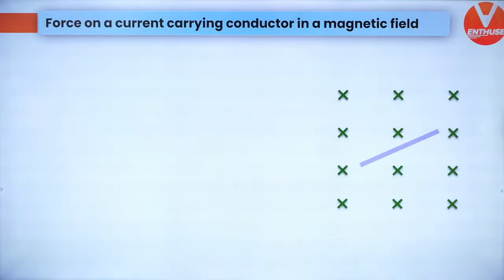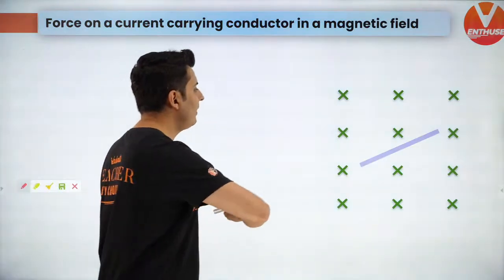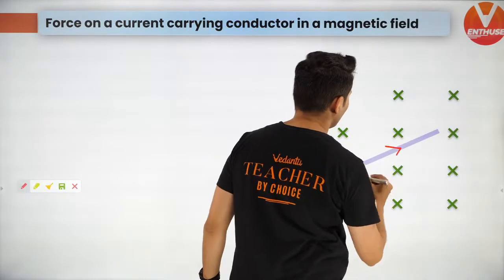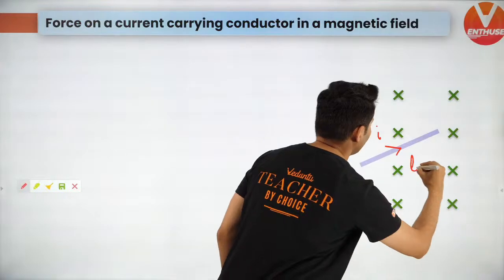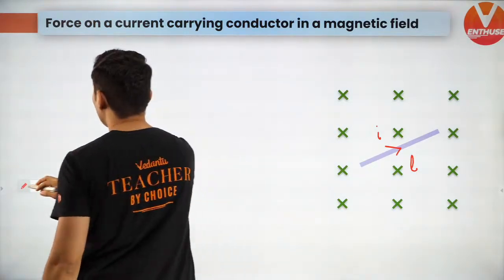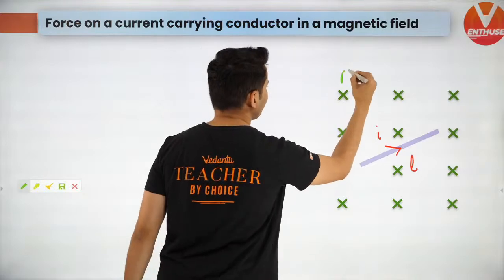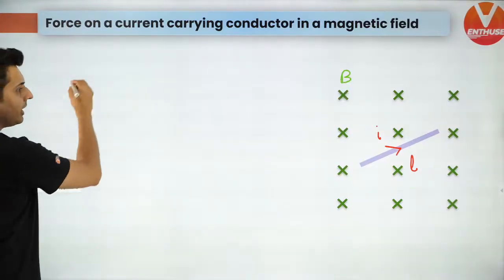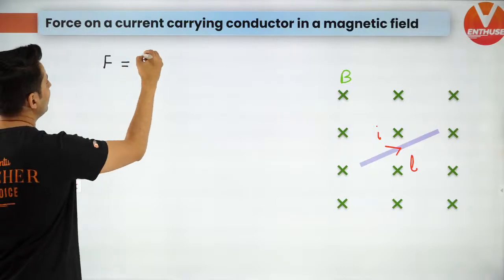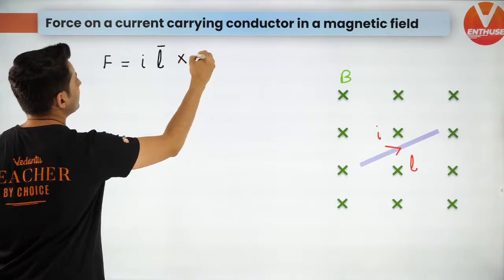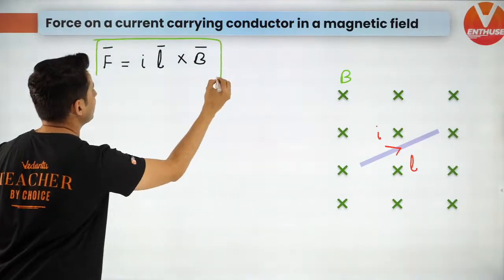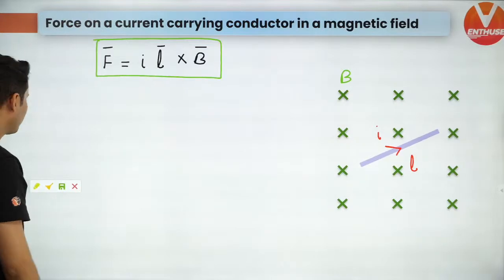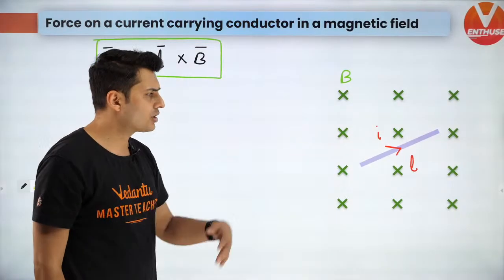I'm going to give you some amazing theorems as well out here which will help you solve the problems. If you have a wire whose current flowing inside it is I, and the length of that wire is L, and the magnetic field here is B, then the force acting on that wire is given by I L cross B. This is the value of that force. You should remember this. Now you might be thinking, sir, but what is the direction of L?